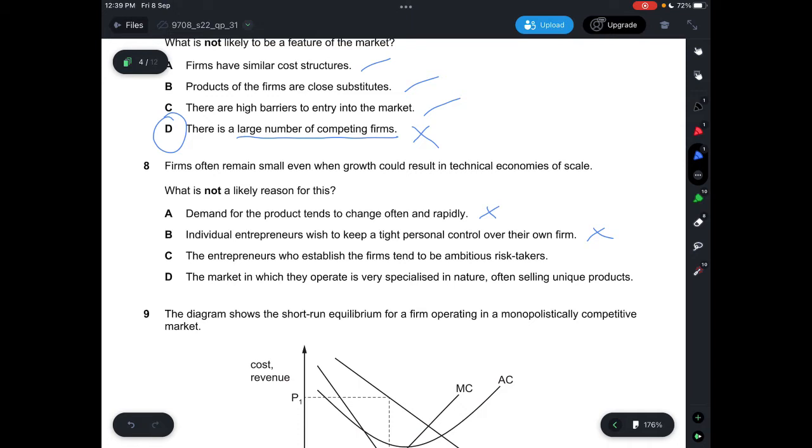And C, the entrepreneurs who establish the firms tend to be ambitious risk takers. This is incorrect because if they are ambitious risk takers, they would grow, which could result in technical economies of scale, but they decided not to. So this would be the correct answer as to why they would not grow. But then let's look at D. The market in which they operate is very specialized in nature. So yes, they will remain small because their market is very specialized. If they were to expand, then they would have to specialize, not selling unique products, but the same products and mass producing them. So this is not what they want. Let's see C.